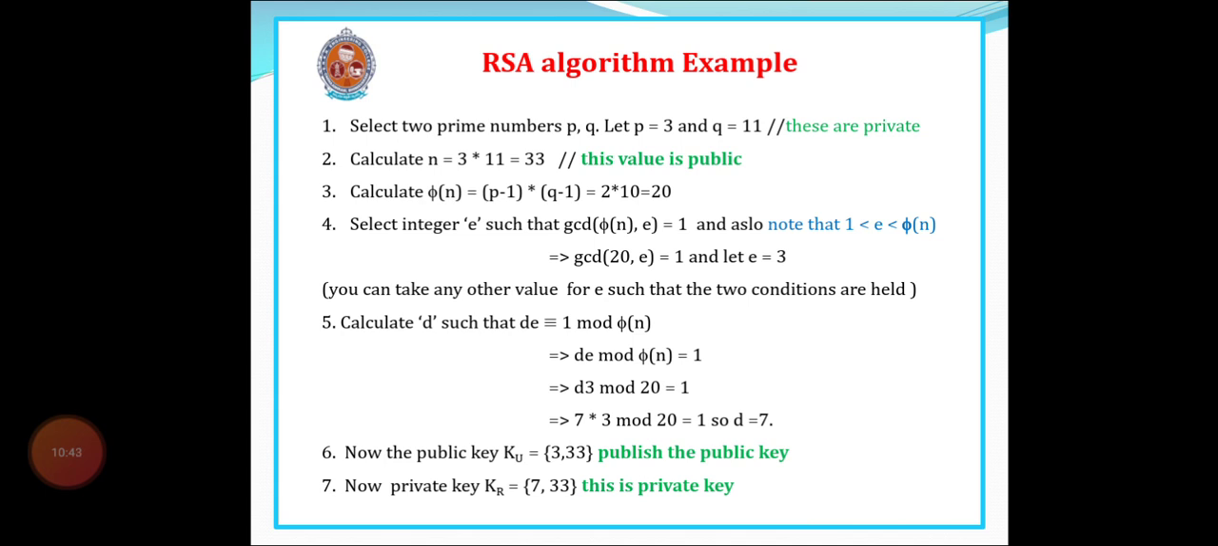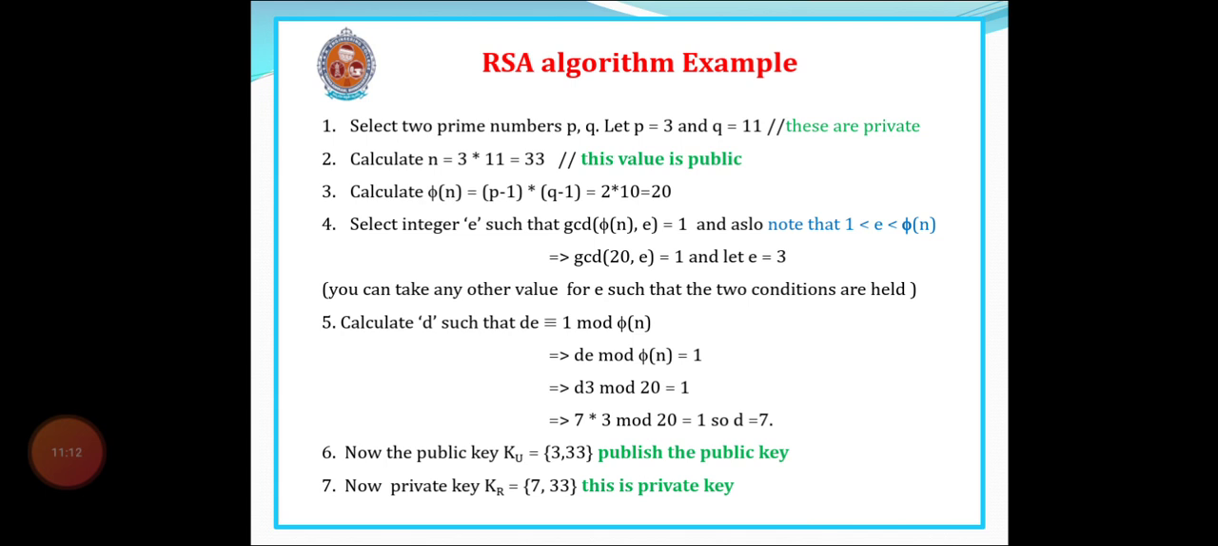Now we have to calculate d such that de is congruent to 1 mod phi of n, or de mod phi of n equal to 1. What is e? The e value is 3. What is d? We have to find out d. So 3d mod 20 equal to 1. We have to calculate the d value. The d value is 7. 7 star 3 is 21, 21 mod 20 equal to 1. So our d value is 7.